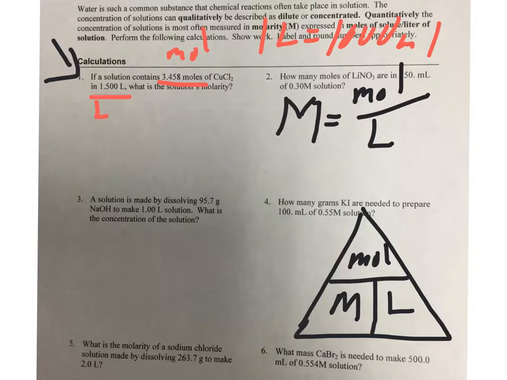Now, here you already have everything in moles. You have it in liters. So all you have to do? 1 liter equals 1,000 milliliters? Yes, 1 liter equals 1,000 milliliters. So here, since we're looking for molarity, they're already giving us the mole. So what goes on top? What's my number? 3.458. Don't forget your units, okay?